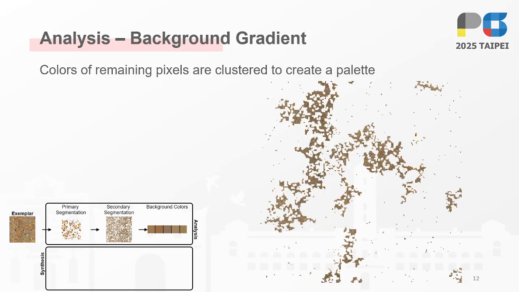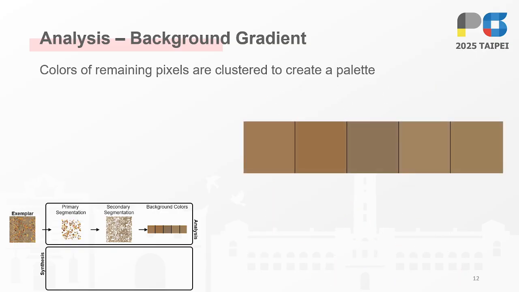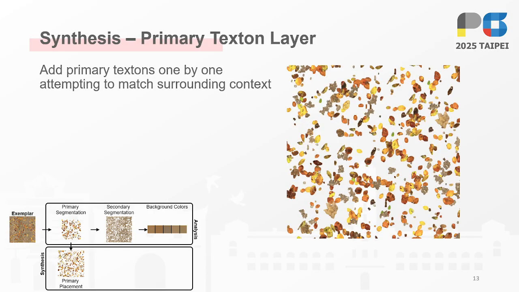The last step of analysis is the background gradient. Any pixel that's not within a primary or secondary segment is clustered to get our color palette. Now that analysis is complete, we can move on to synthesis, starting with our primary texton layer, where we add primary textons to the canvas one by one, attempting to match the surrounding texton context.